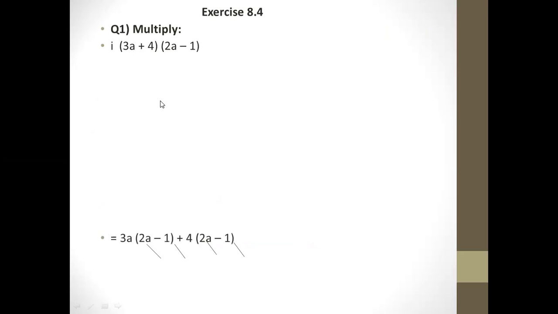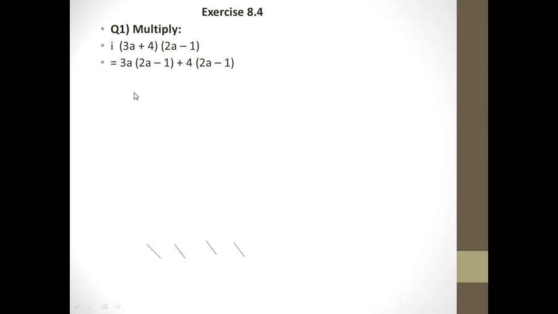So exercise 8.4, first question is multiply. Simple multiplication, you know that this is the algebraic multiplication. The algebraic terms are given. So how can you multiply? You have given 3a plus 4 into 2a minus 1. So 3a multiply with this whole bracket and then plus 4 multiply with this whole bracket.